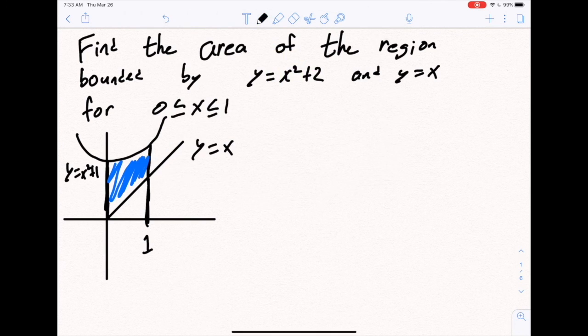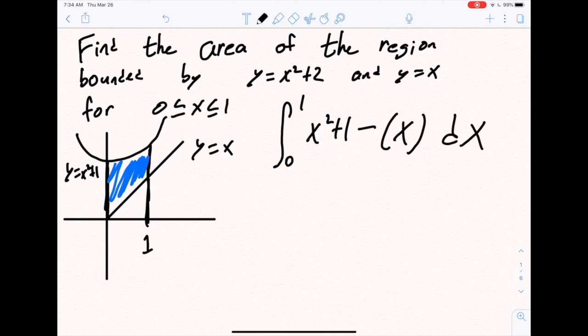So, like I said earlier, we'll take the integral from 0 to 1 of one function minus the other. To figure out which function to subtract from the other, we let the higher function, literally the function that's higher on the graph, come first. In this case y equals x squared plus 1 is higher than y equals x. And so we want to take the integral from 0 to 1 of x squared plus 1 minus x. This is all with respect to x.